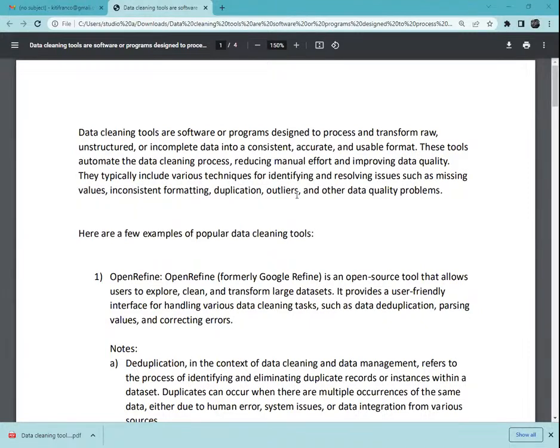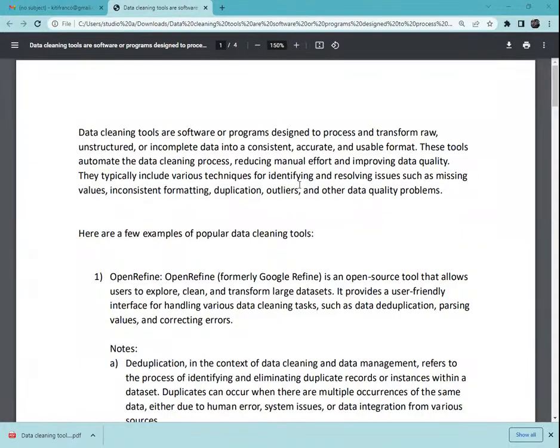So the guy who is weighing 100 kilograms in grade 5, depending on the research that I'm doing, and I'm not really saying this out of the blue, in terms of the weight that he has in this particular grade, he will be called an outlier. And of course, in statistics, all outliers shall always be removed in further analysis, right? So I'm repeating again that they typically include various techniques for identifying and resolving issues, such as missing values, inconsistent formatting, duplication, outliers, and other data quality problems.